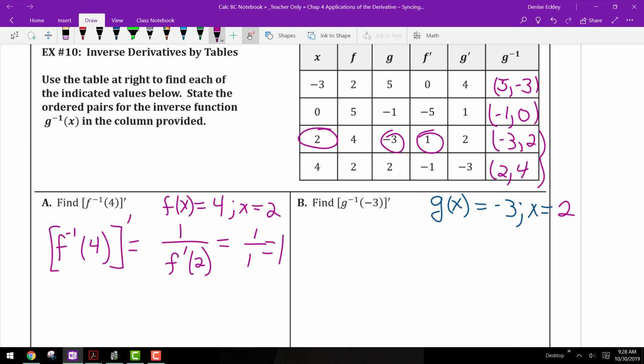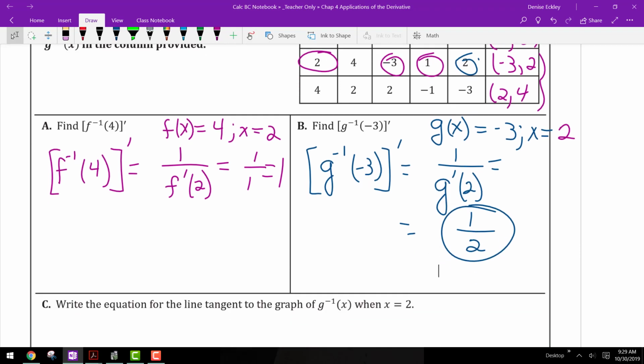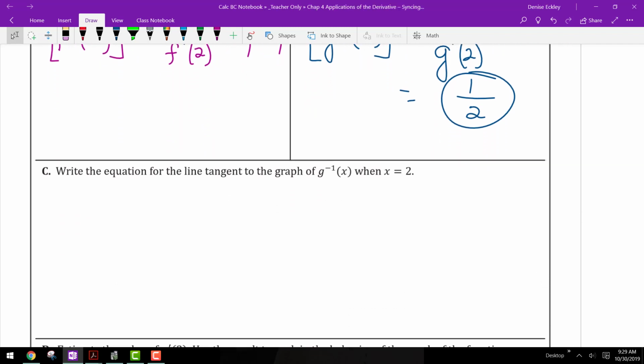And so we're going to find g inverse prime of negative 3, which is going to equal 1 over g prime of 2. g prime of 2 is 2, so it's going to be 1/2. It's easy to get mixed up in those tables. Next: write the equation of the tangent line of g inverse of x when x equals 2.